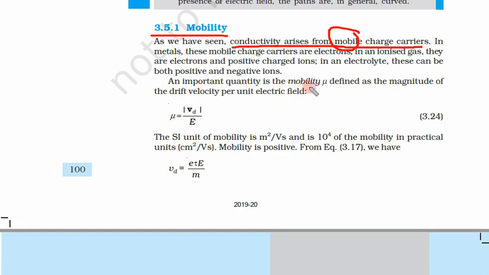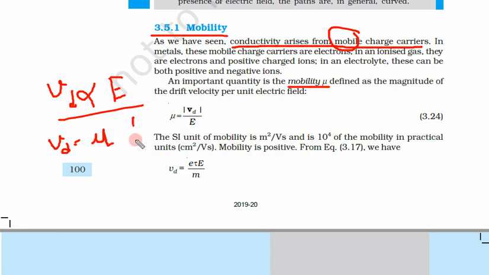Mobility is an important quantity and it is represented by mu. Now what is mobility? Mobility is the magnitude of drift velocity per unit electric field. Previously we have seen that drift velocity was proportional to electric field. So if there is a proportionality constant, let us put this proportionality constant to be mu. This mu is called mobility.